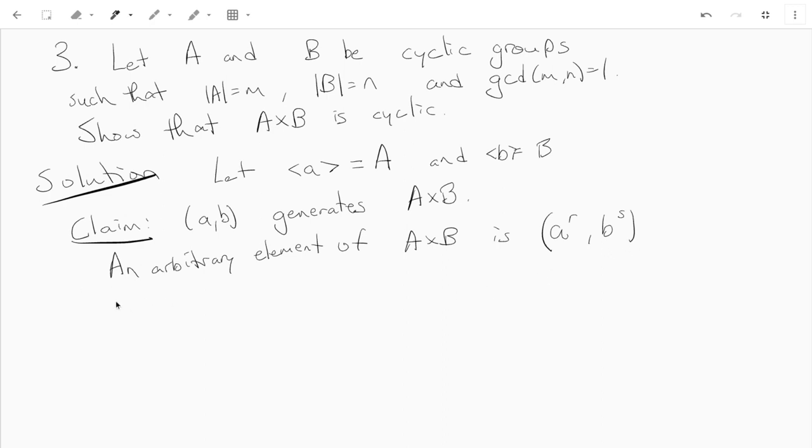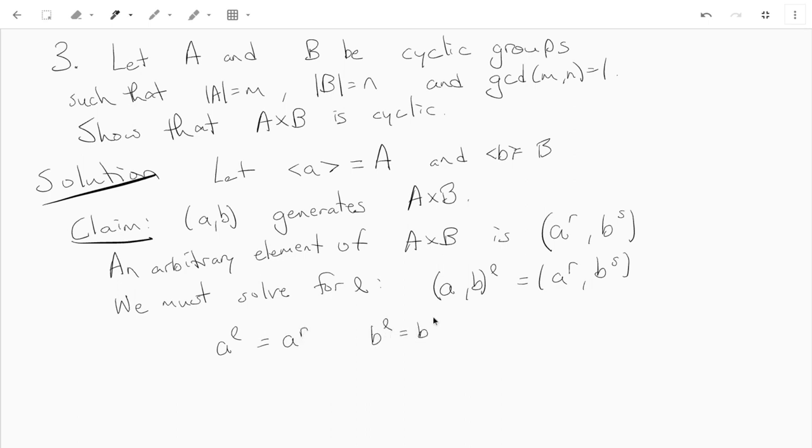And we have to solve for L: (a, b) to the L equals (a to the R, b to the S). In other words, we have to solve a to the L equals a to the R, and b to the L equals b to the S.